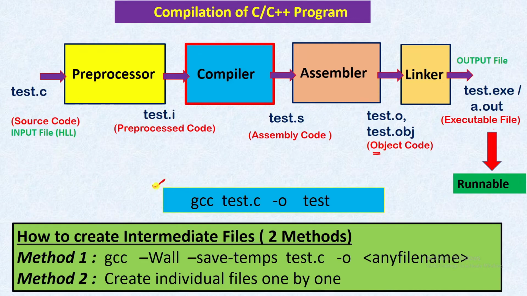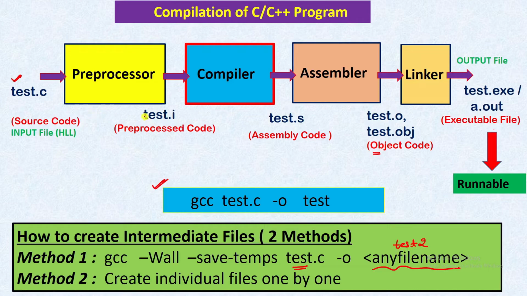Now, with the help of this command, you can directly get this .exe file, but you cannot get these temporary files. If you want to get these temporary files also, there are two methods. One is this command: gcc -Wall -save-temps, then the source file name, your file name test.c that you want to convert, then -o and any file name that you want to give for the executable. Let's say you want the executable named test, then you just give test. If you want test2 as the executable file name, then you just give test2.